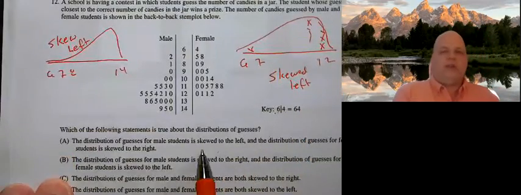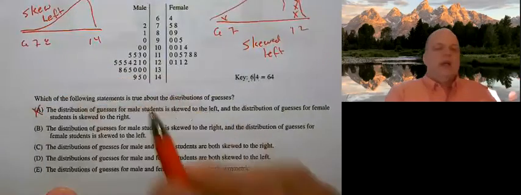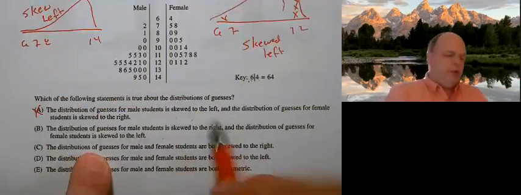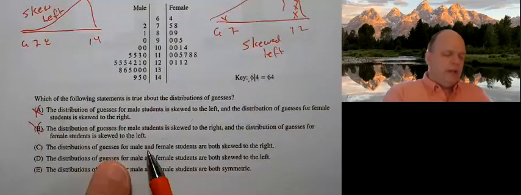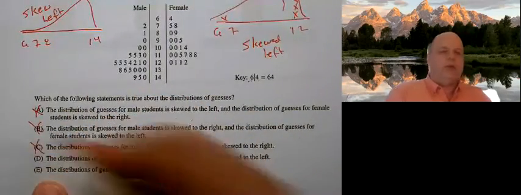And so this one said skewed left and one skewed right. That's incorrect. The distribution of guesses for male students is skewed to the right. Nope, they're skewed to the left. The distribution of guesses for male and females are both skewed to the right. Nope, they're both skewed to the left.